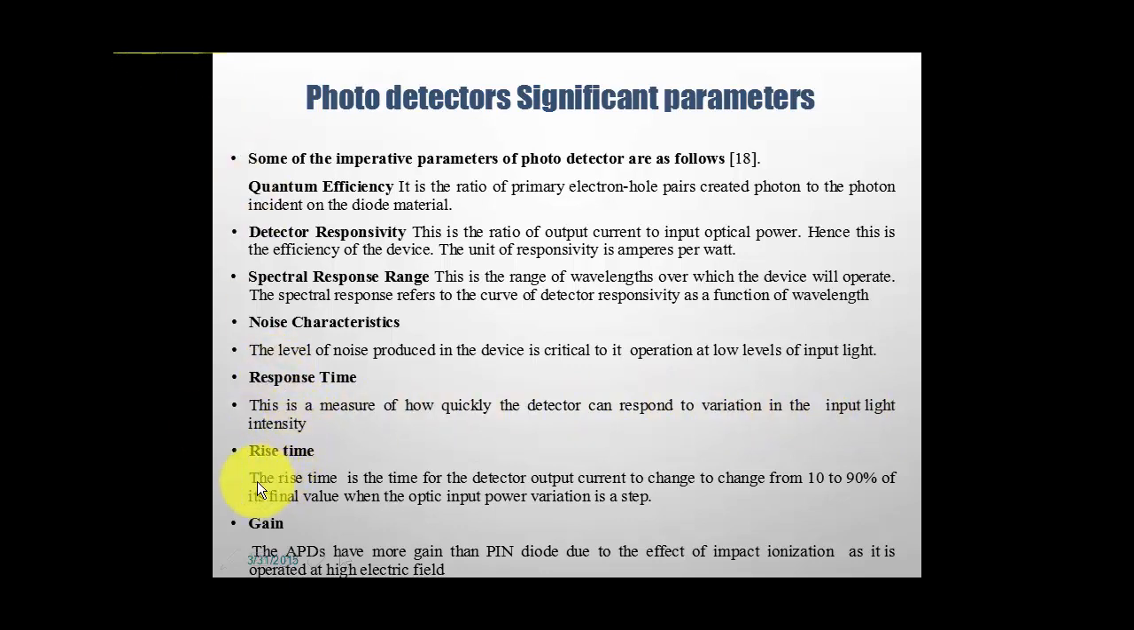And the next one is the rise time. The rise time is the time for the detector output current to change from 10% to 90% of its final value when the optical input power variation is a step. The last one is the gain. An avalanche photodiode has more gain than a pin diode due to the effect of impact ionization, as it is operated at a high electric field.